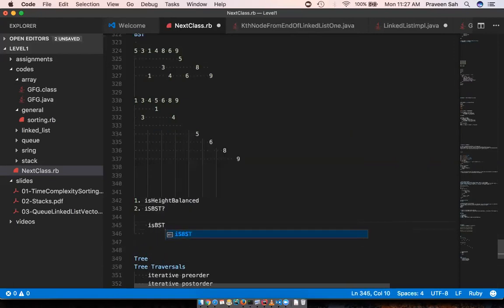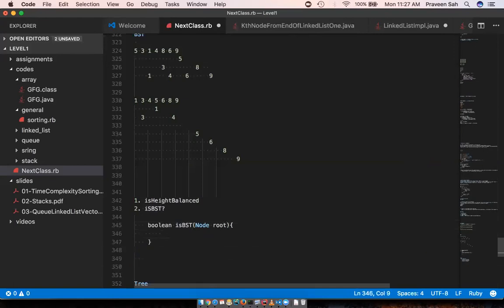Is BST? This is again a very standard question being asked a lot. So you have to write a Boolean function, given the node root of the tree, you have to tell whether this tree is BST or not. So you get what is BST first of all. Anyone who does not understand what is BST? Okay, nice. Okay, you didn't get.